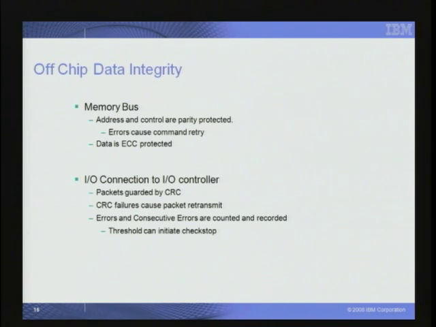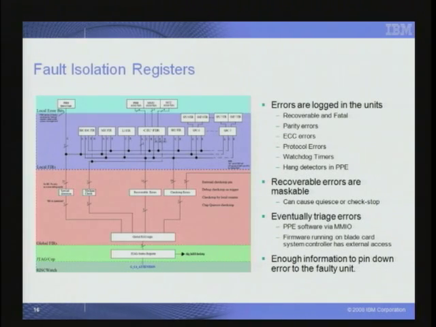So off-chip data integrity is just as important, if not more important, than the on-chip data integrity. So our memory bus and our I/O buses are both protected in various fashions. So the memory bus, of course, is protected by ECC, and there's an interesting address hash scheme that allows us to know whether or not a particular datum was stored correctly or not. And the packets to and from the I/O controller are protected by a CRC algorithm. CRC errors are reported and cause the packets to be retransmitted.